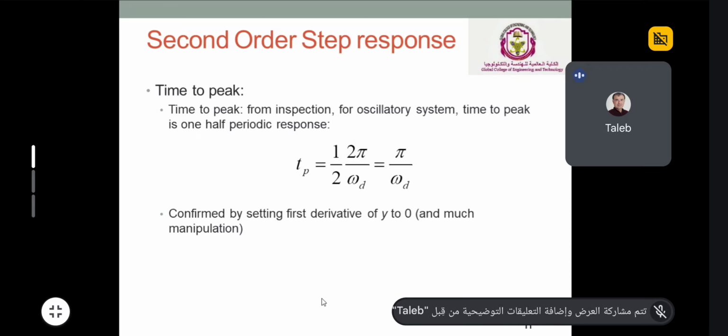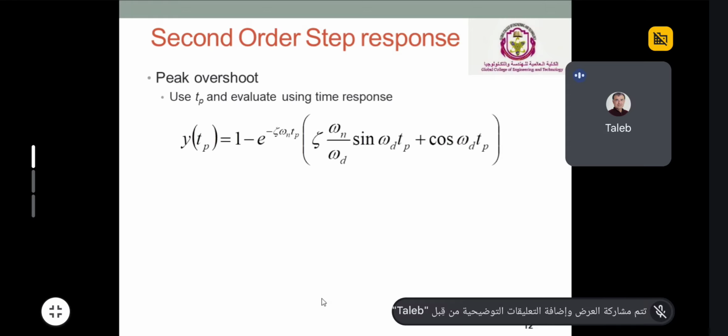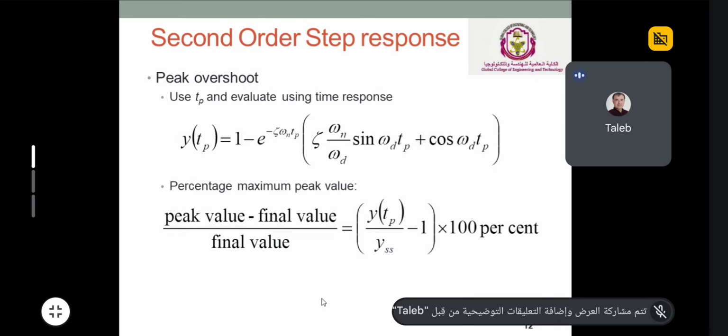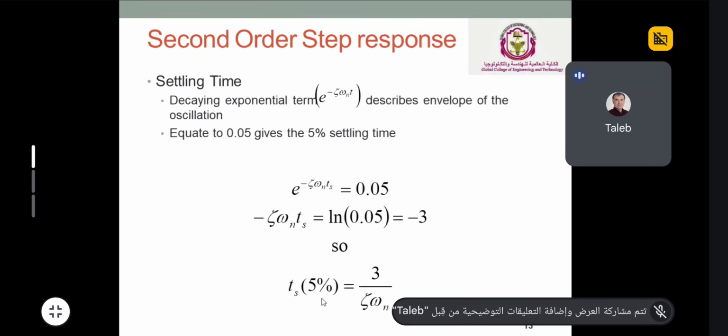Time to peak, or peak time, is given by this formula, pi over omega d. And peak overshoot is given by this formula, that is the value of the output at the maximum peak condition. And we have the percentage of the maximum value relative to the final value. How much overshoot do we have in terms of percentage? We have this formula. And for the settling time, the formula is this.